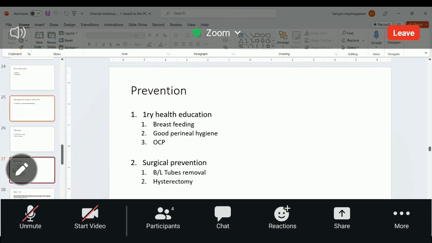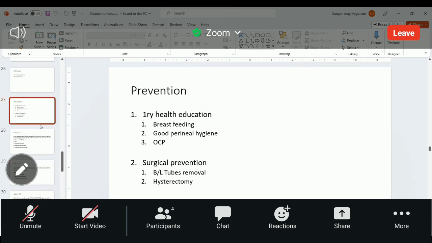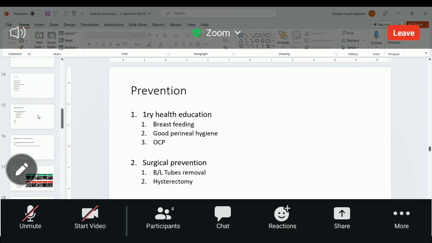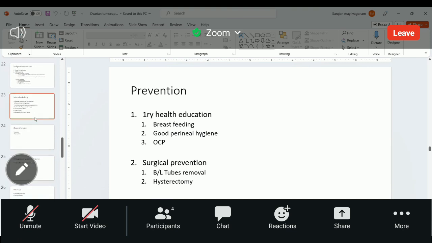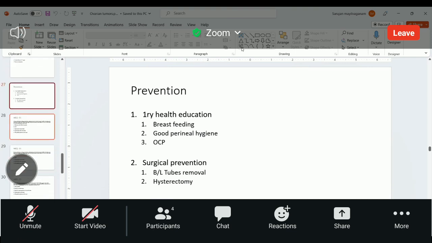That's all for the ovarian cancer. We can move to the questions. If anyone wants to ask a question, we have 15 minutes more. Yeah, we can move on.